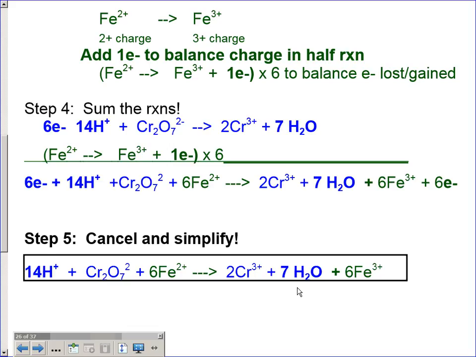Then we have to go ahead and cancel out things I can cancel on left and right. So you'll notice that the same exact things appear, 6 electrons, and that should every single time cancel. You should never have leftover electrons. That would mean that you never balanced your charges. Anything else that doesn't simplify? No. Sometimes you'll have H pluses on both sides, and sometimes you'll have waters on both sides, so you have to simplify. But right now, that's not the case.